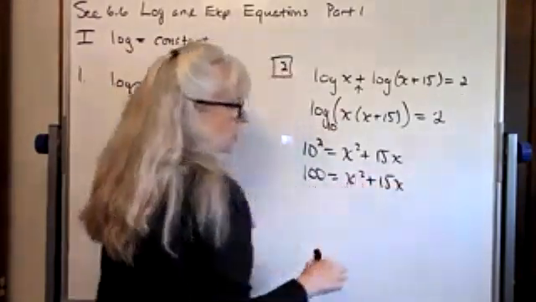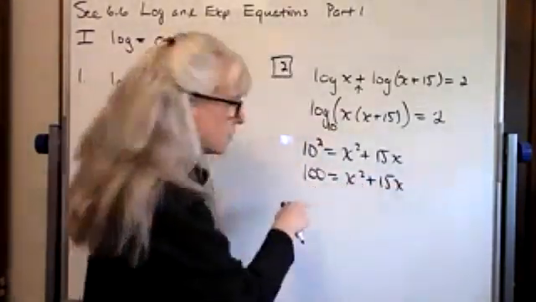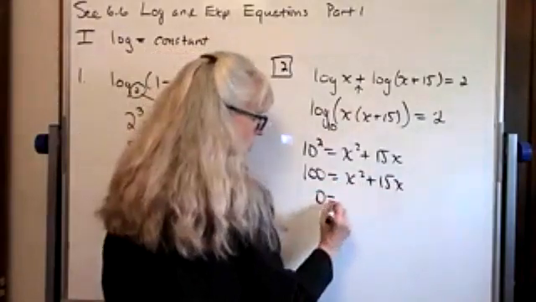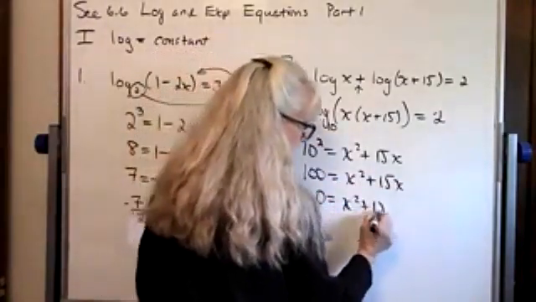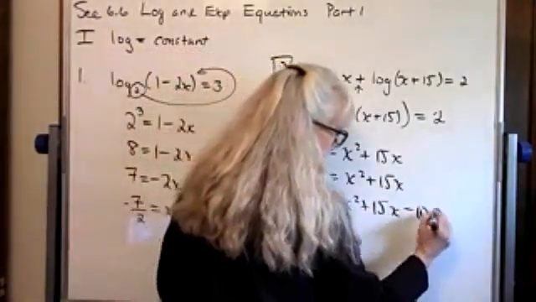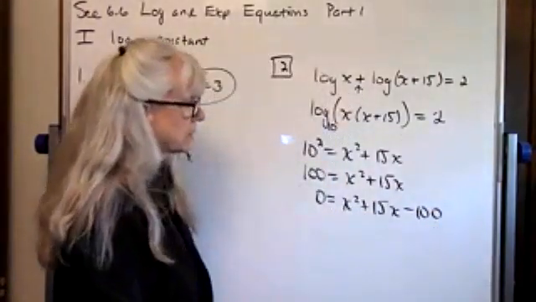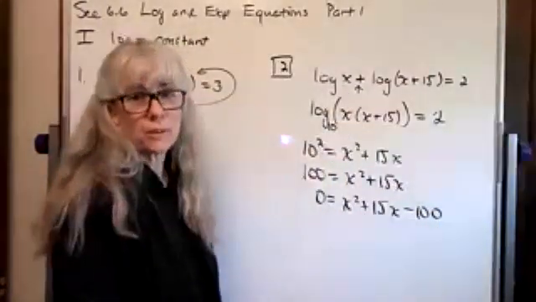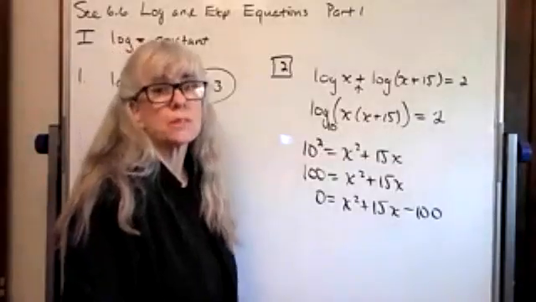X squared makes this a quadratic. We're expecting 2 solutions to come out of solving the quadratic, so we'll set it equal to 0. That's going to give us 0 is equal to x squared plus 15x minus 100. Factor, and if they don't factor, use the quadratic formula. Most of them will factor though.